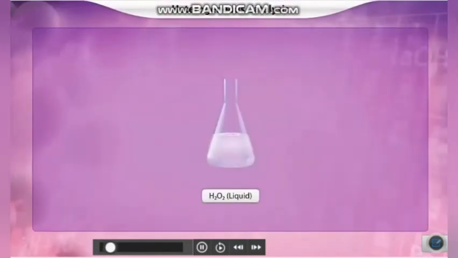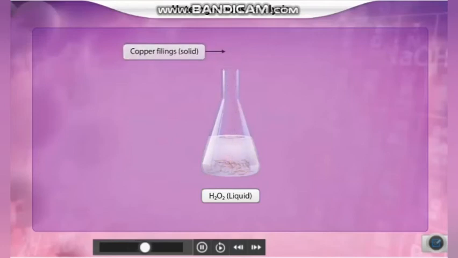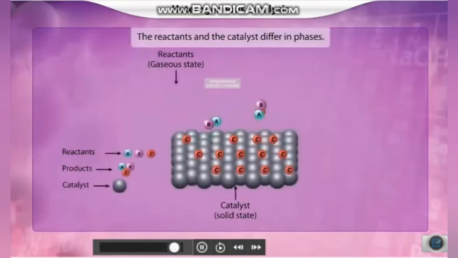The colorless liquid in this beaker is hydrogen peroxide. Do you know that it forms water and oxygen at room temperature? However, we do not notice it since the reaction is extremely slow. If a catalyst such as copper filings is added to hydrogen peroxide, then the reaction rate increases tremendously and we can see bubbles of oxygen gas. This reaction is an example of heterogeneous catalysis. In heterogeneous catalysis, the reactants and the catalyst differ in phases.